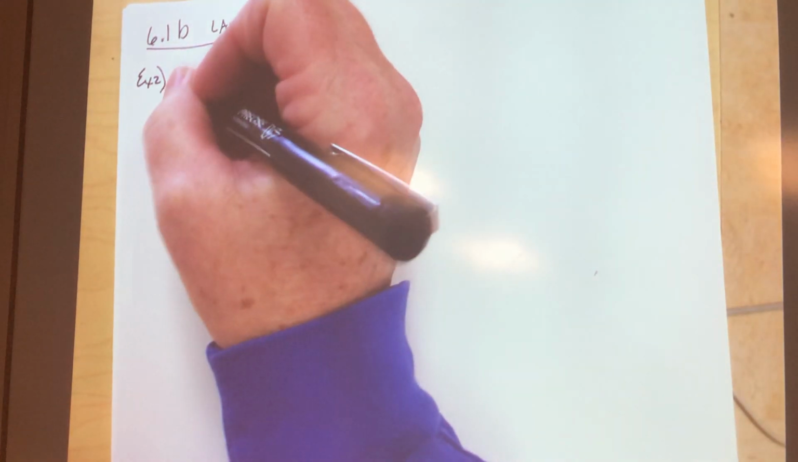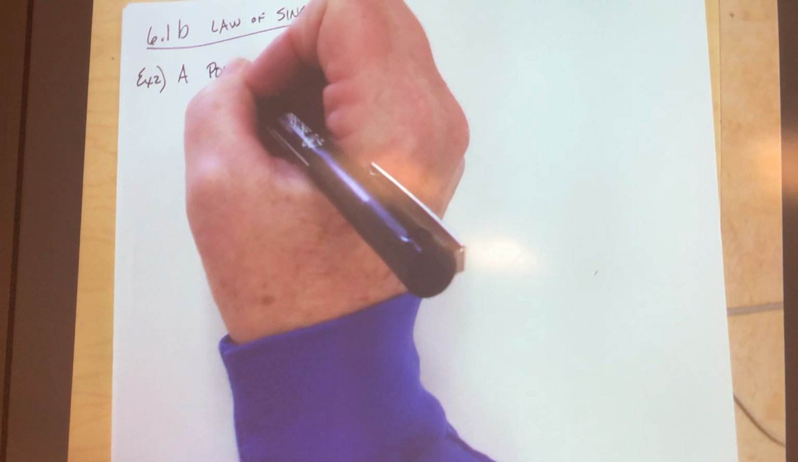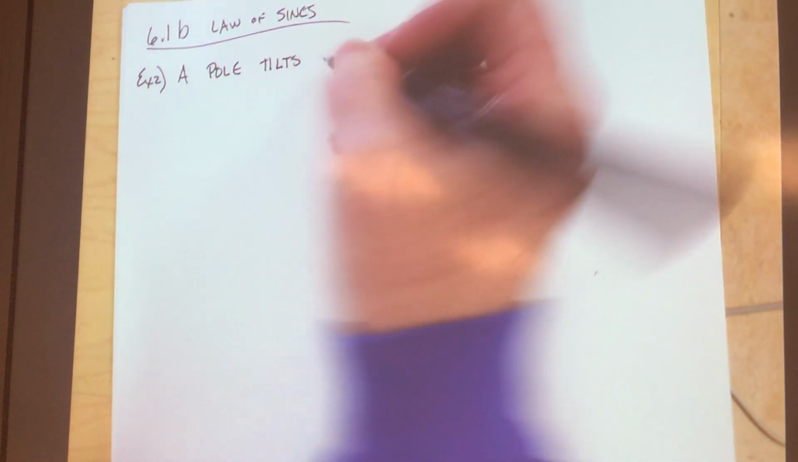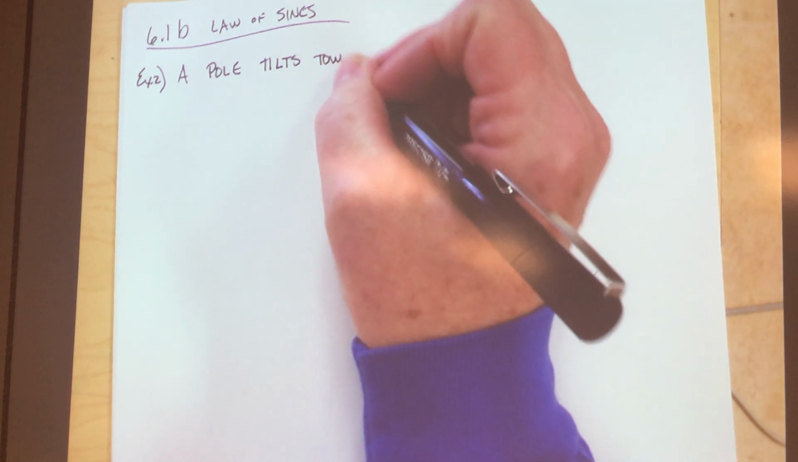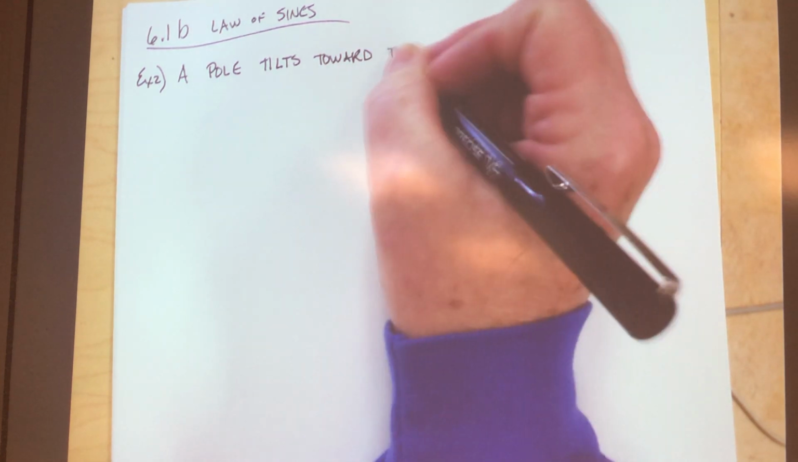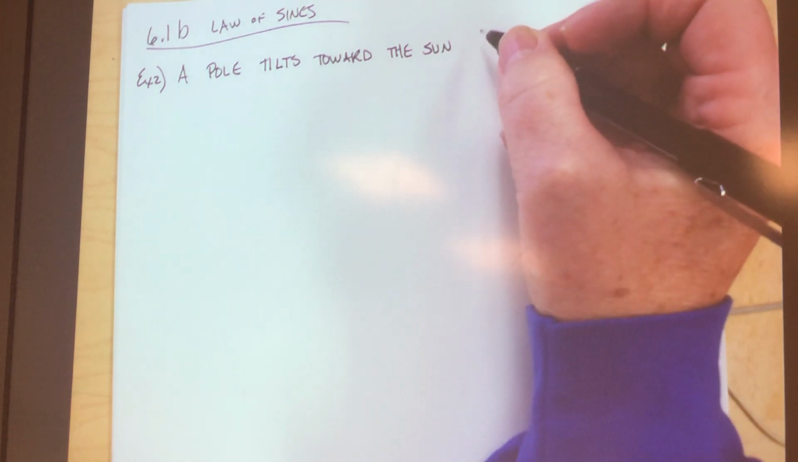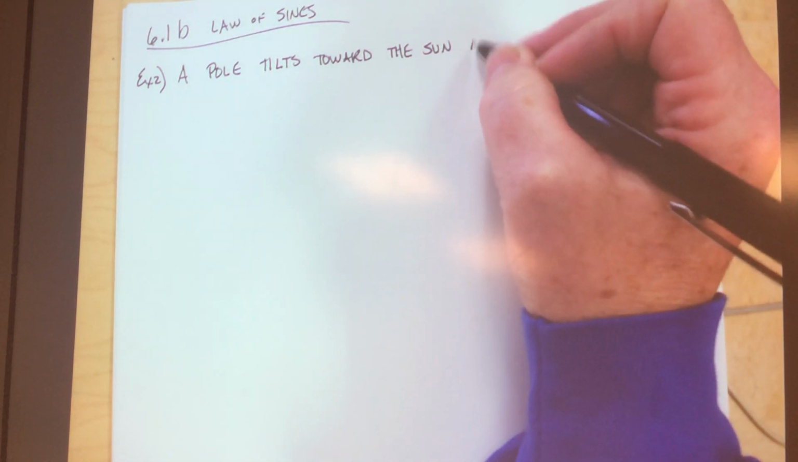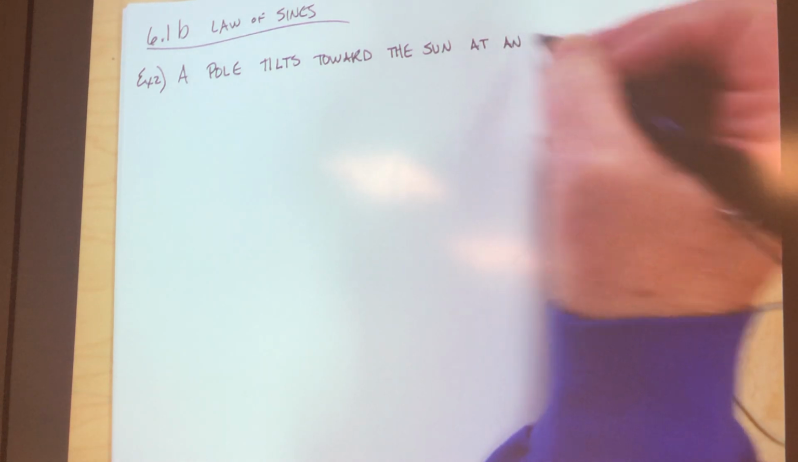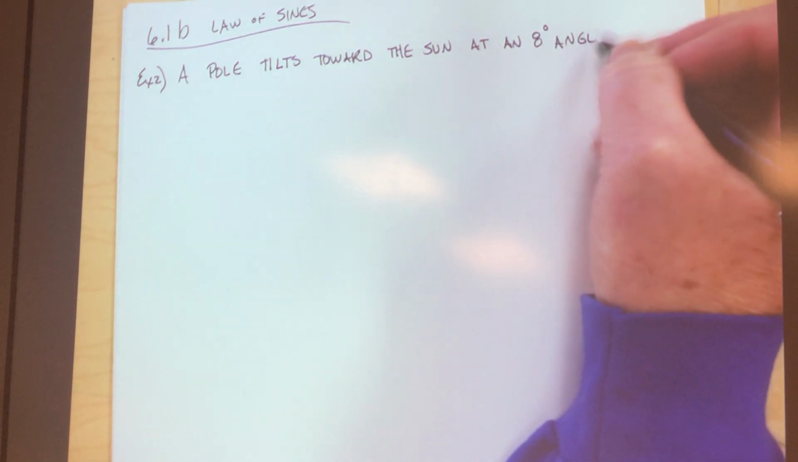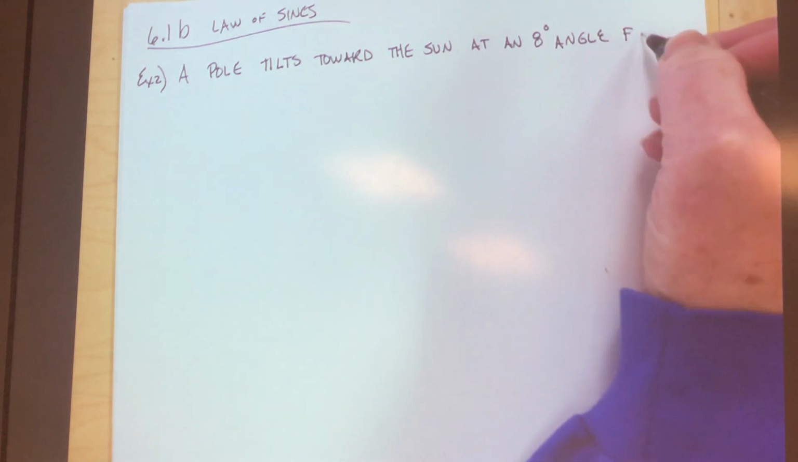It says a pole tilts toward the sun at an 8-degree angle from the vertical.